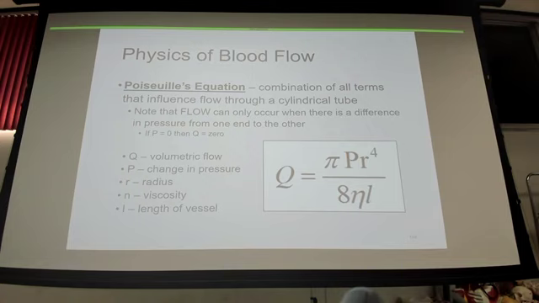Volumetric flow requires a delta. Everybody know what a delta is? Change in. The Greek letter delta, the little triangle, change in. So it requires a delta in pressure. The beginning and the end has to have a change in pressure, because if P represents the delta of pressure, what happens to an equation where the top number is 0? It's 0, right? So regardless of everything else, if we don't have a delta in the pressure, we're not going to have any volumetric flow.